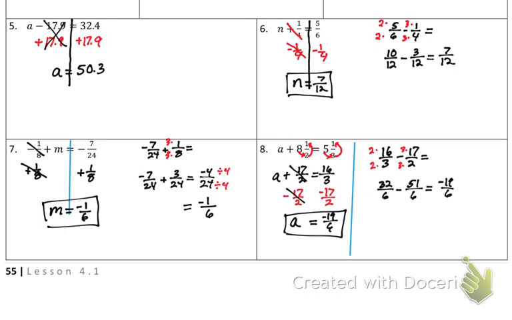All right, so that was if we were adding or subtracting, right? We do the opposite. We want to clear that stuff out. The next thing we're going to talk about is what happens when we multiply or divide.